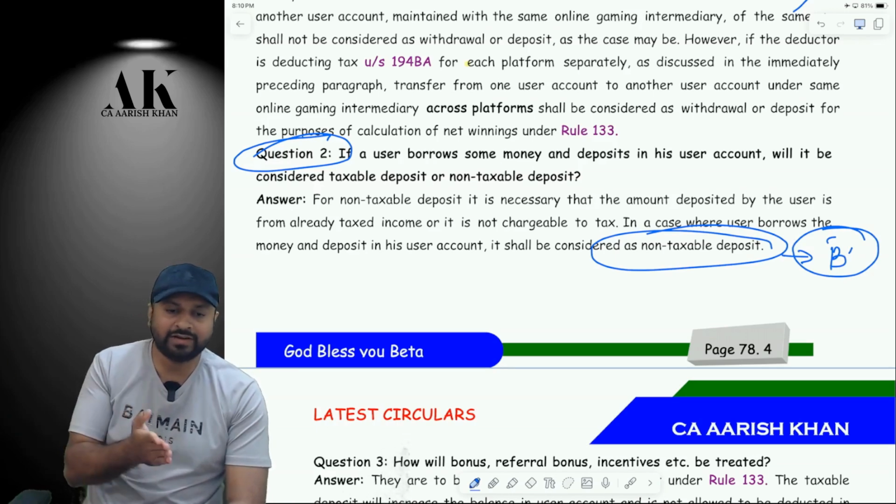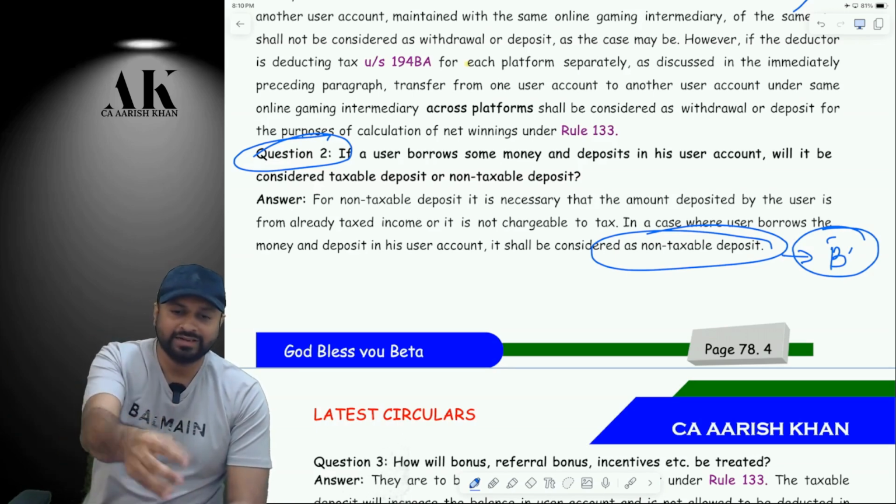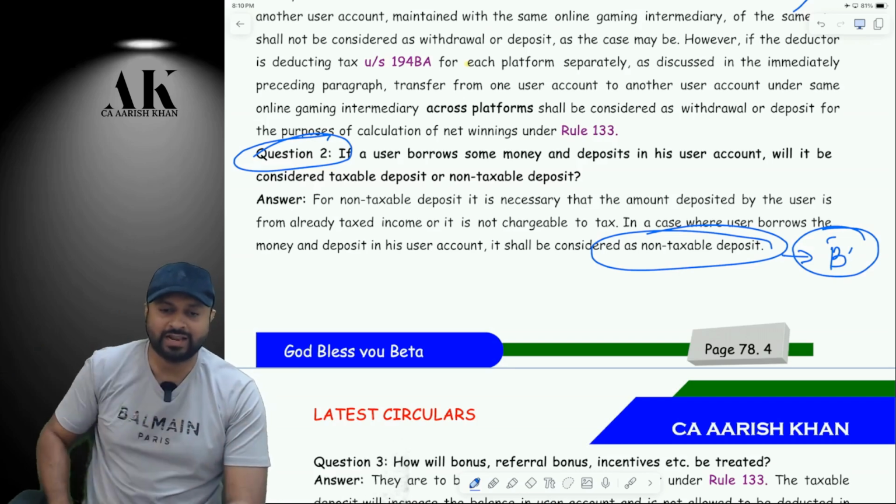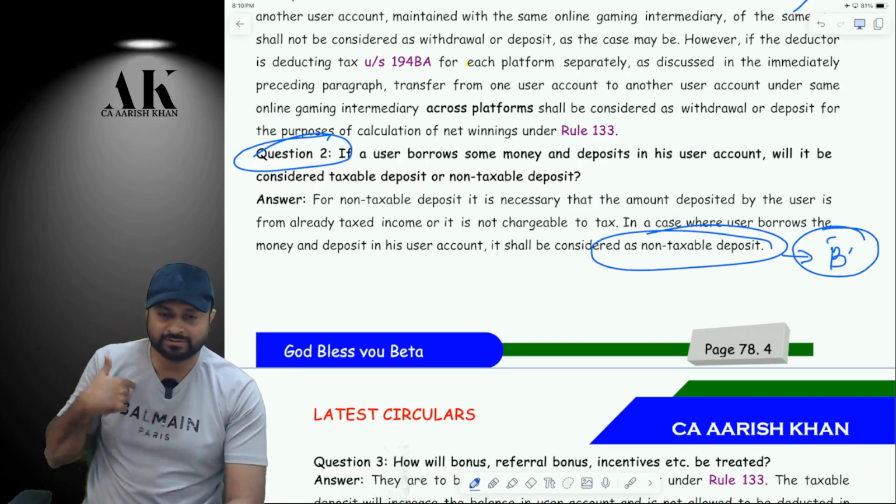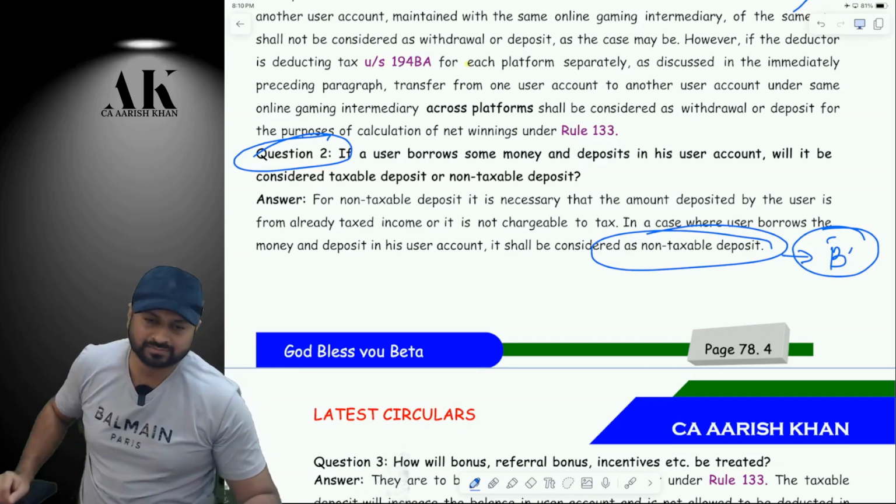I took a loan of 1 lakh rupees. I put it in the Dream 11 account. Then I withdraw 1 lakh rupees. They are taking tax on 1 lakh. What sense does it make? That is not my winning. That is my own money only. Are you clear or not?